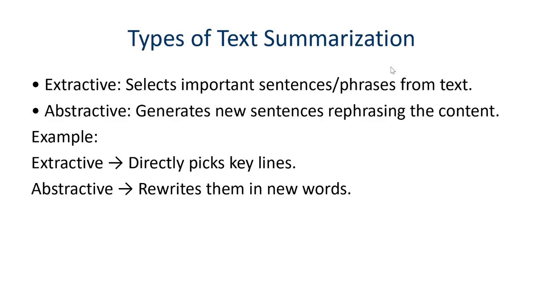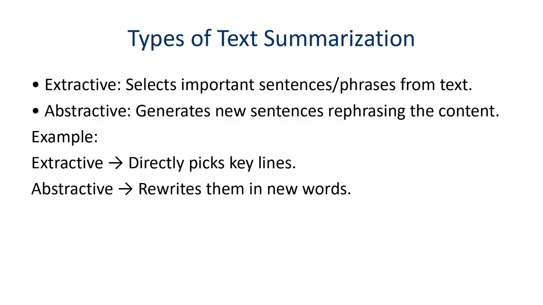Let's talk about the types of text summarization. There are mainly two types of summarization: extractive and abstractive. Extractive summarization works by identifying and selecting key phrases or sentences directly from the text. It's like highlighting the most important parts of an article.